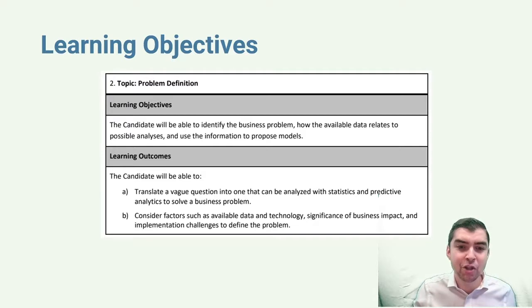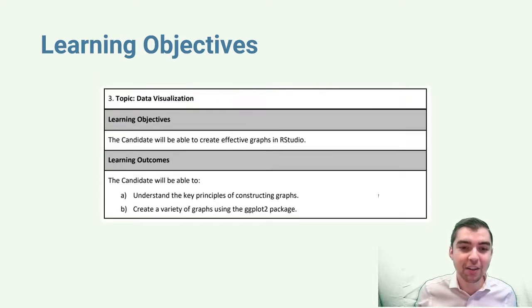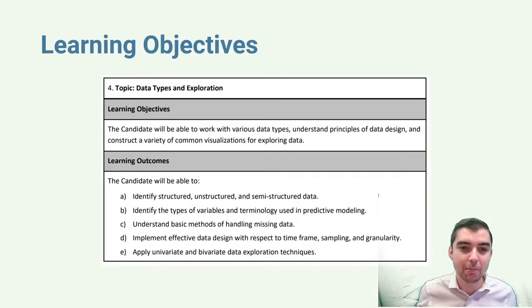The first is translate a vague question into one that can be analyzed with statistics and predictive analytics. Consider factors such as available data and technology, significance to business impact, and implementation challenges to define the problem. Understand the key principles of constructing graphs. Create a variety of graphs using ggplot2.